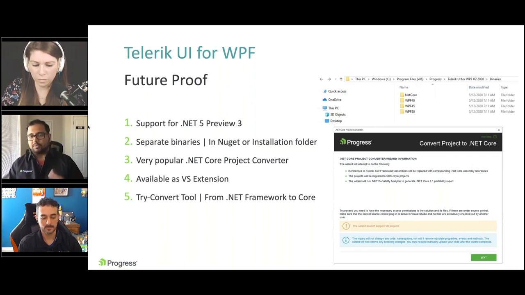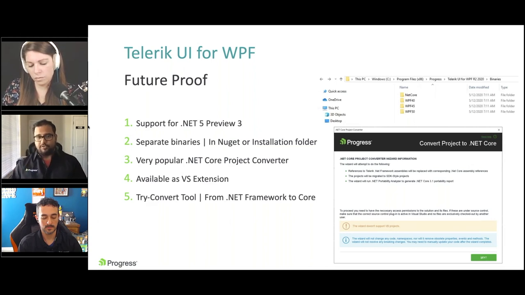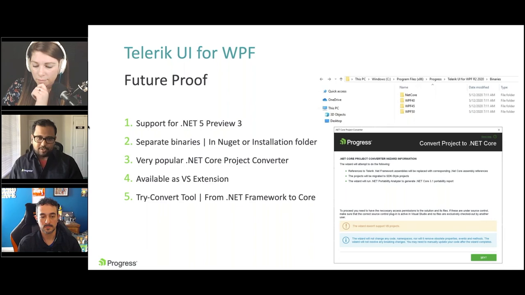It will use the .NET Portability Analyzer. So if you're using very specific Windows APIs that are not available on .NET Core, it'll tell you that, hey, you can't do that. But otherwise, it will just convert over your entire application onto .NET Core, which is wonderful. So give that a shot if you're into a WPF app that's aging well with .NET Framework, but you want to step into the new land of .NET Core.